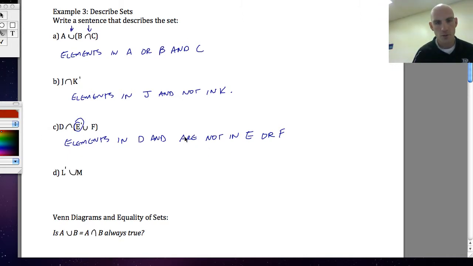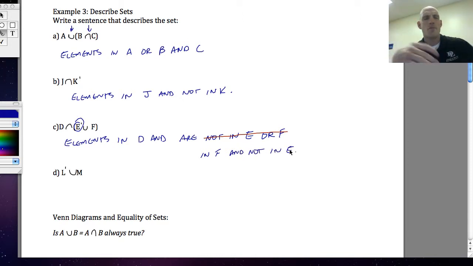We have to be careful when we're writing these things, because they might not be clear. And so elements in D is good, and are in F, and not in E. You see how that's much clearer? Because I do want the ones that are in F, but I want the ones that are not in E. So that's an exercise in writing clear definitions.